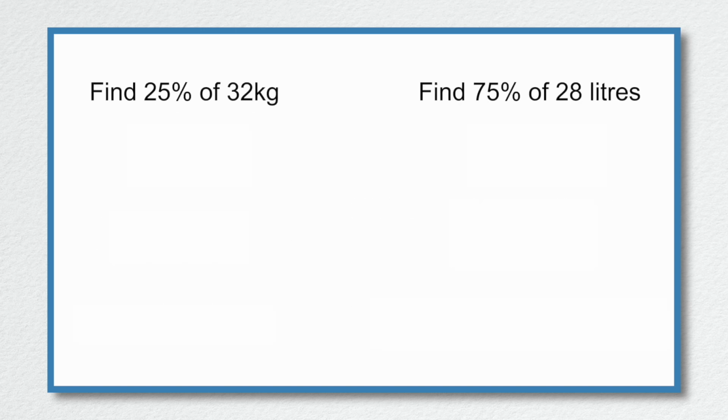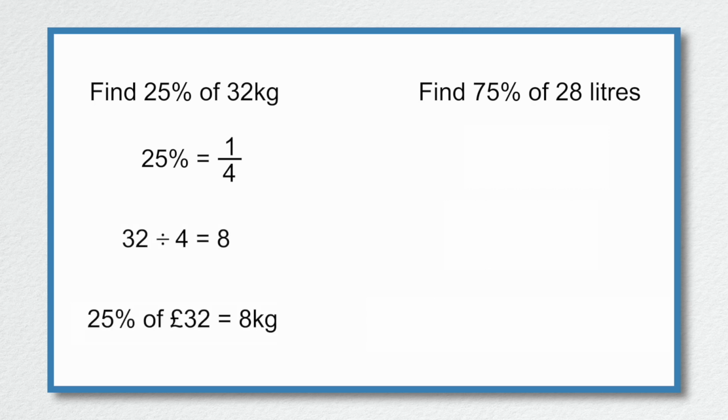Find 25% of 32 kilograms. Well, here I'm thinking, 25% is a quarter. So 32 divided by 4 is equal to 8 kilograms. So 25% of 32 kilograms is 8 kilograms. Find 75% of 28 litres. Well, here I'm thinking of 3/4. So 28 divided by 4 is equal to 7. And then 7 multiplied by 3 is equal to 21.